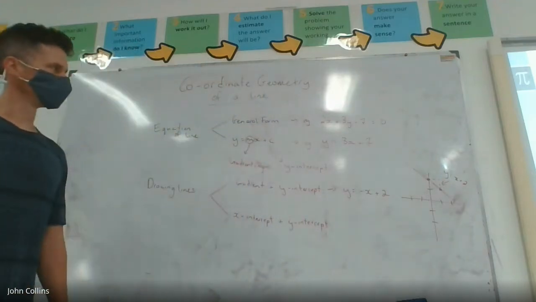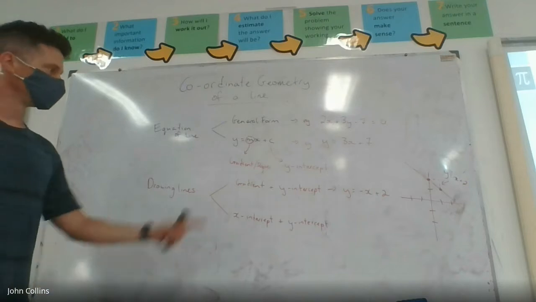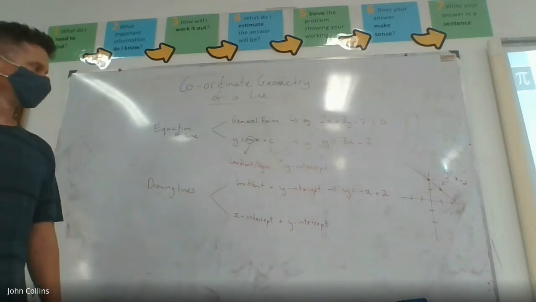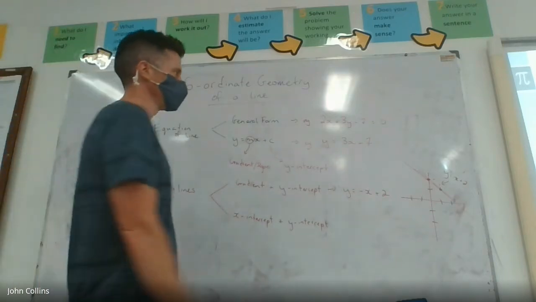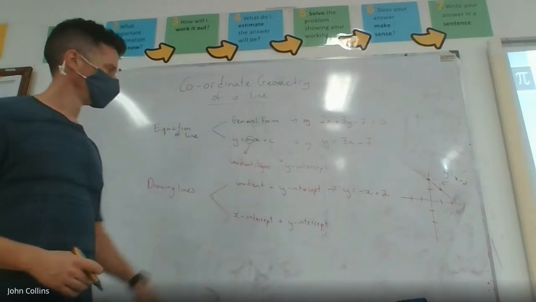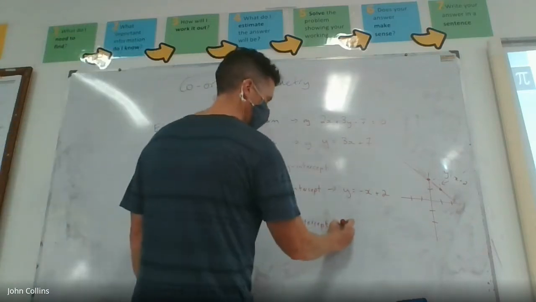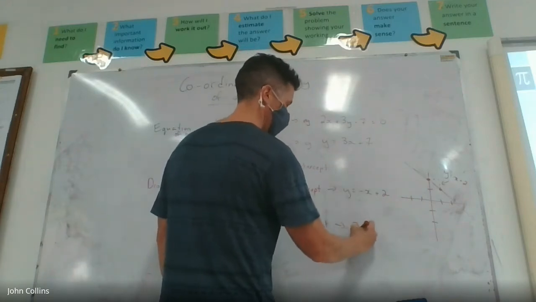That's what we did yesterday. That's pretty straightforward, if it's in this particular form. We usually use the x-intercept, y-intercept when we're given it in general form, not in this form. So let's look at an example of that. Let's make them whole numbers.